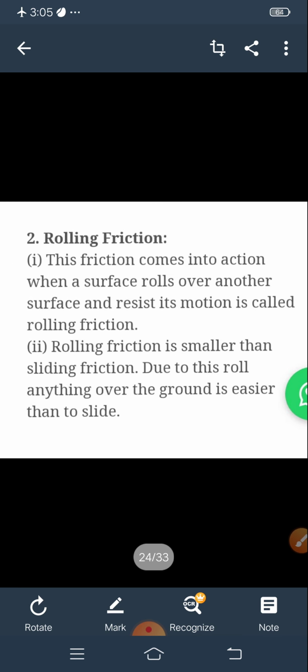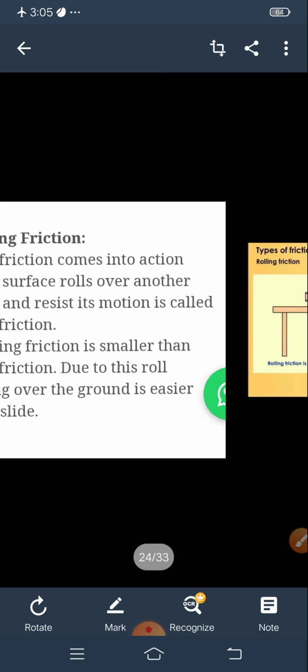As you know, what is the meaning of rolling? This friction comes into action when a surface rolls over another surface. Rolling means, just observe this. The friction force that exists between the two surfaces when a body rolls over the other is called rolling friction.